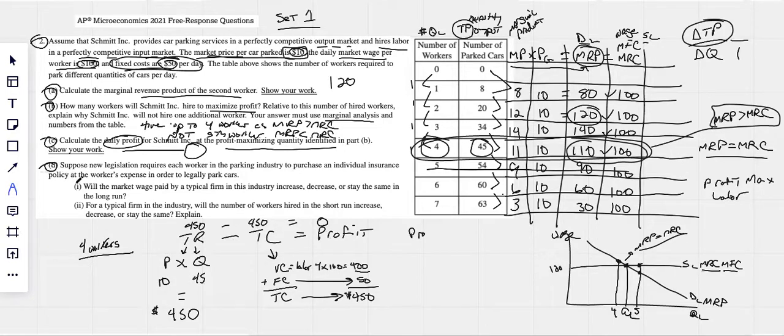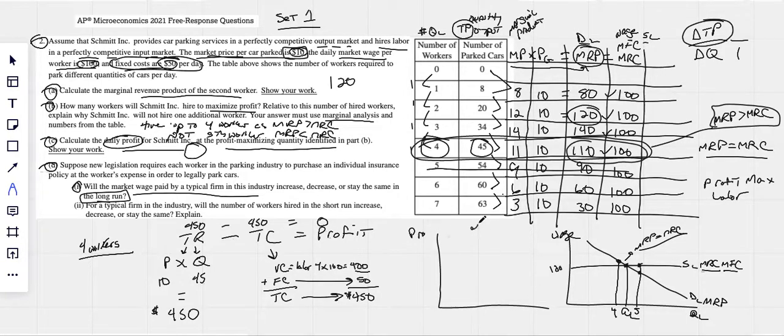All right, D. Suppose new legislation requires each worker in the parking industry to purchase an individual insurance policy at the worker's expense in order to legally park cars. Will the market wage paid by the typical firm increase, decrease, or stay the same in the long run? Don't let them trick you. Think about this for a second here. We're making it more expensive for workers to be in this industry.